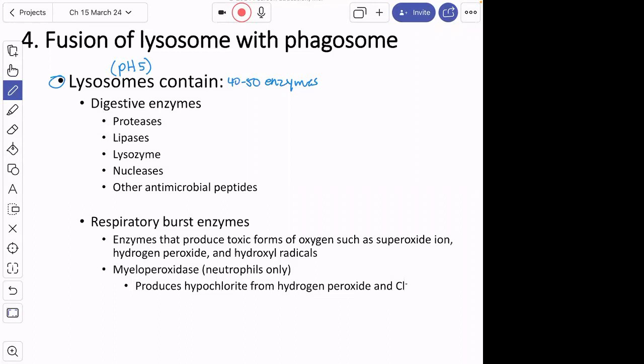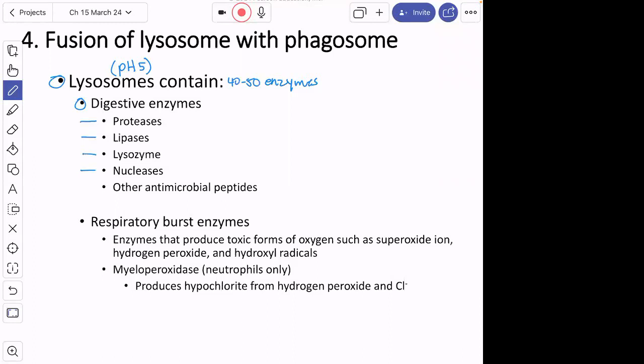And then here's an example of some of the enzymes that we might find in the lysosome. There are lots of digestive enzymes, ones that are going to break down proteins or lipids or nucleic acids.